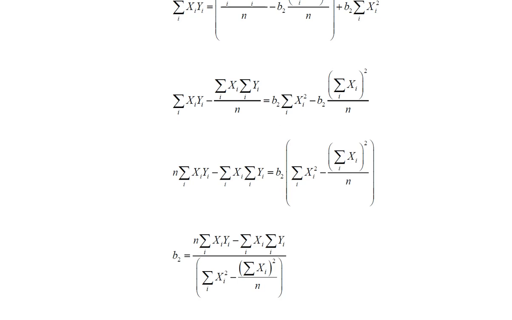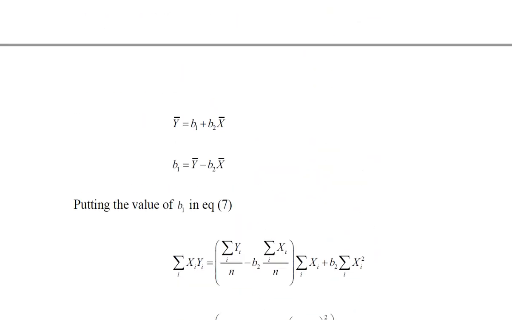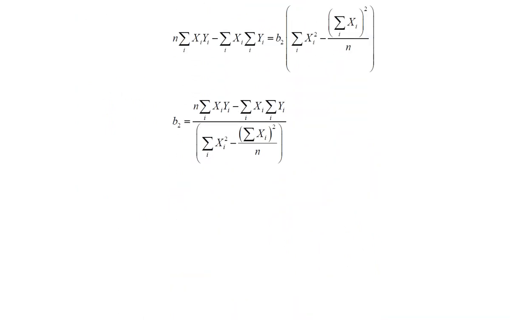When we take b2, the slope, common, sum of xi square minus sum of xi whole square over n. Now we put this term to the right side, and this term goes into the divisor of the left side. b2 is equal to n summation xi yi minus summation xi summation yi over sum of xi square minus sum of xi whole square over n. So this is the formula used to find the slope according to the method of least squares for regression, to obtain the best fit straight line equation.